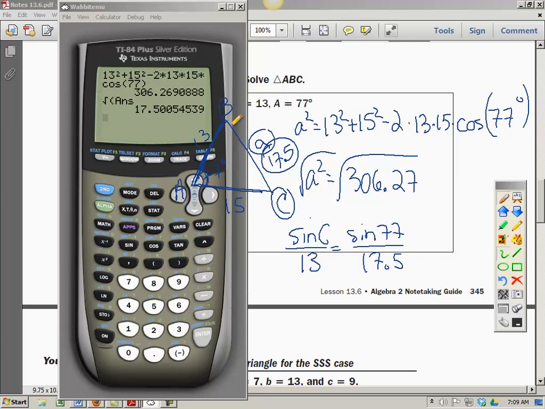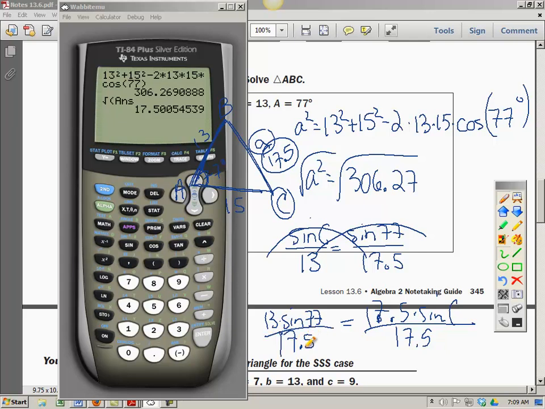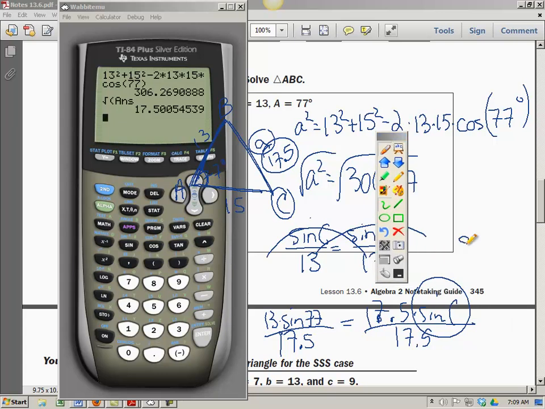Again, I go 77 over 17.5, sine of C over 13. And now cross multiply. And so I get 17.5 times the sine of C is equal to 13 times the sine of 77. Divide both sides by 17.5. All right, and so I want 13 times the sine of 77 divided by 17.5. And again, that's going to be equal to the sine of C. And so sine C will be equal to whatever this mess is. And then I'm going to take the inverse sine of that to find angle C.